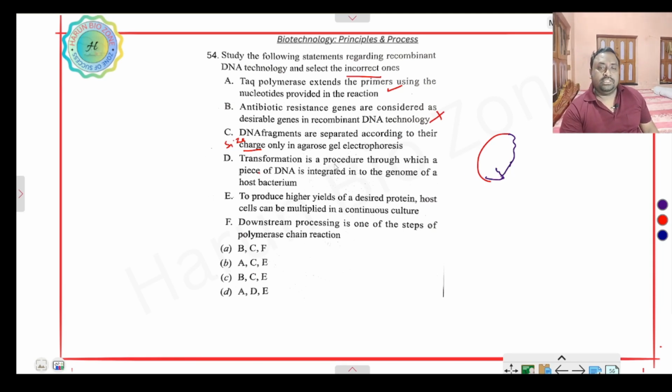So, transformation is a procedure through which a piece of DNA is integrated in the genome of a host bacterium. This is the right option. To produce a higher yield of the desired protein, host cells can be multiplied in continuous culture. Yes, definitely, continuous culture in a bioreactor. This is the right option. Downstream processing is one of the steps for collecting the product from the bioreactor. So here B, C and F are the incorrect options.